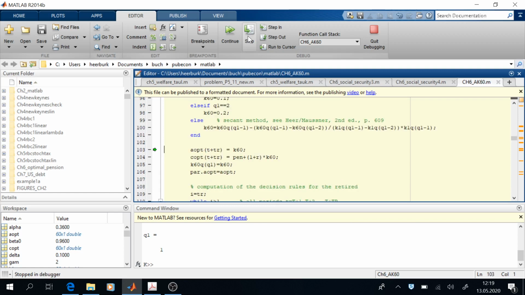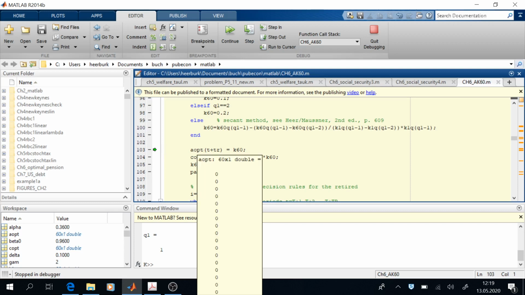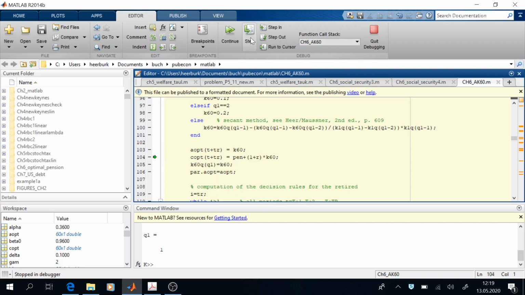We store this guess K60, the value of the asset of the 60-year-old, in our vector A_opt, and we compute the consumption that is associated with this asset value in line 104. So we have the income from pensions, we have the interest income, and our savings K60, our asset level in period 60. And we do not save anything because next period we die, so we consume all our income and all our savings. This is the value of our consumption.